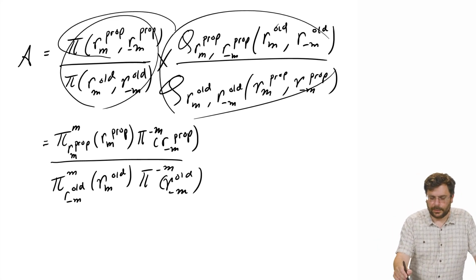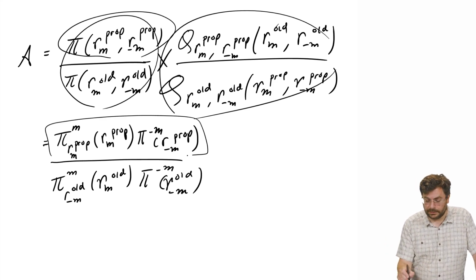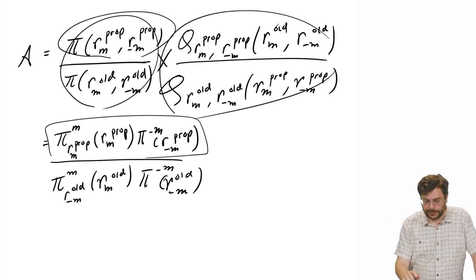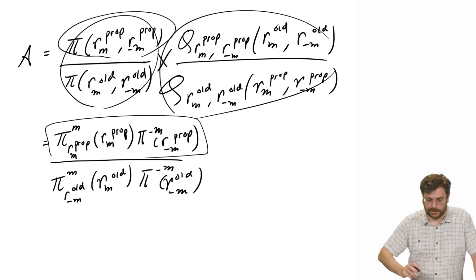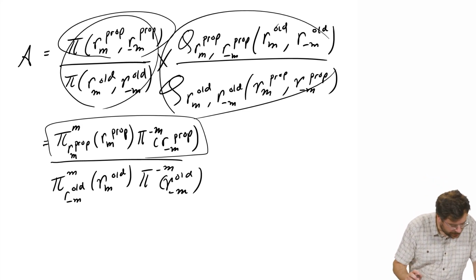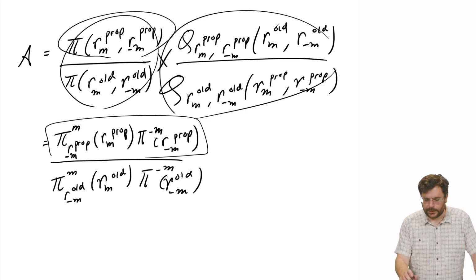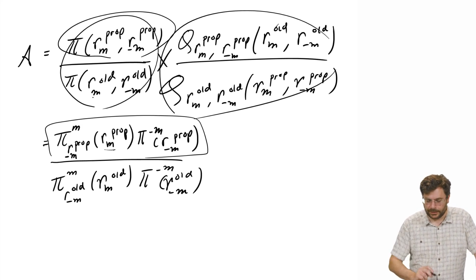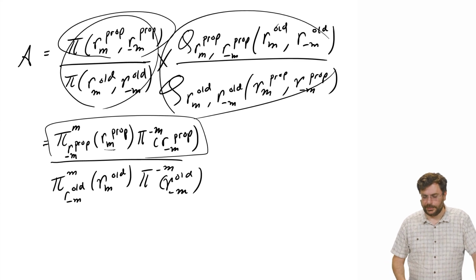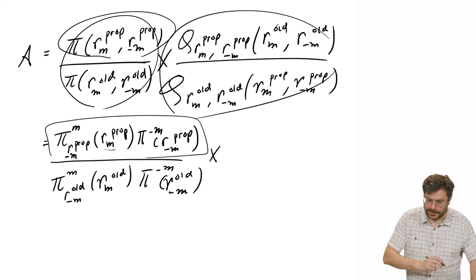I've just taken what I have in the numerator here, and I've broken it down as the probability of R_-m multiplied by R_m conditioned on R_-m. So this is pi of R_-m multiplied by pi of R_m conditioned on R_-m. And the same thing for the denominator, except that the proposed is substituted for old.